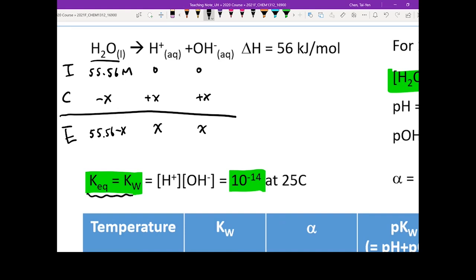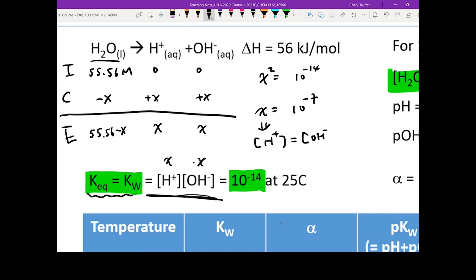Here you want to be careful: when you write out your equilibrium equation, you can see I only put H plus and OH minus. The main reason is that the pure liquid does not go into your equation. This is what you're going to write. So X times X, X squared equals 10 to the negative 14. So X is going to equal 10 to the negative 7. That tells us your proton concentration equals your hydroxide concentration, which is 10 to the negative 7 M.